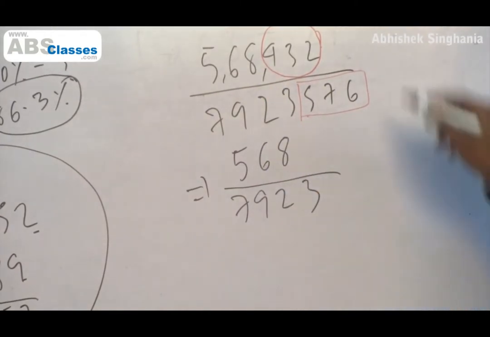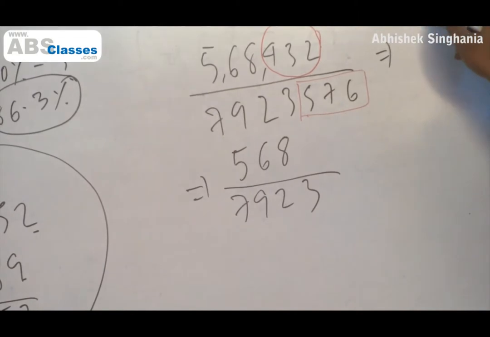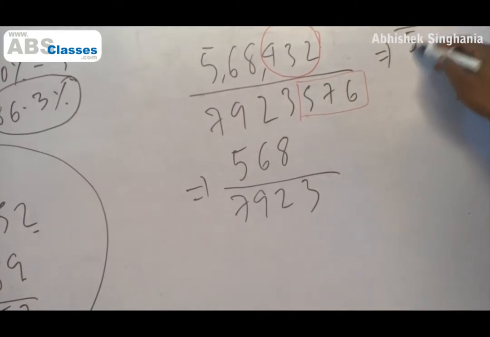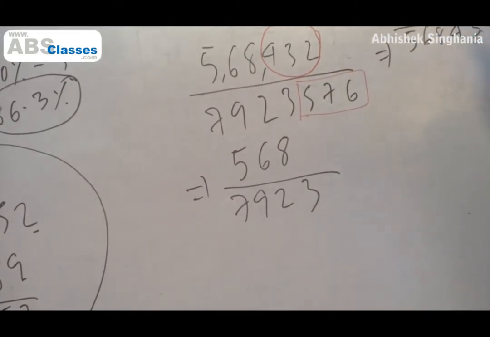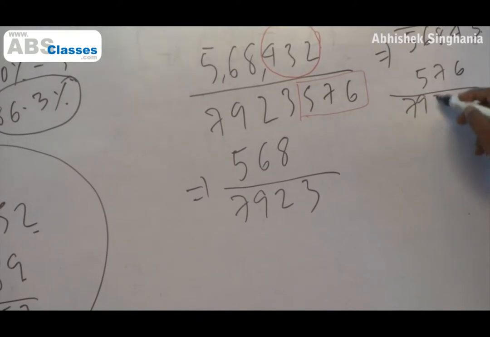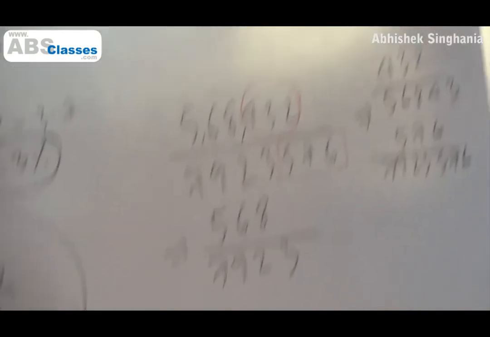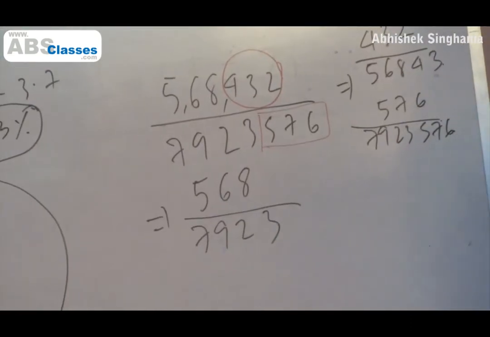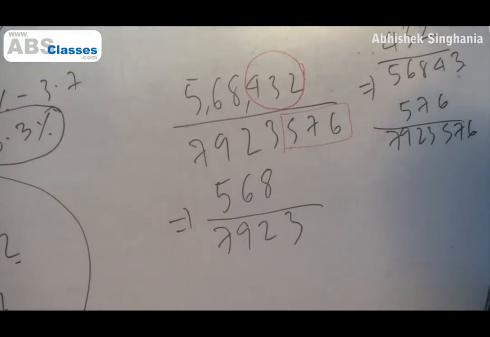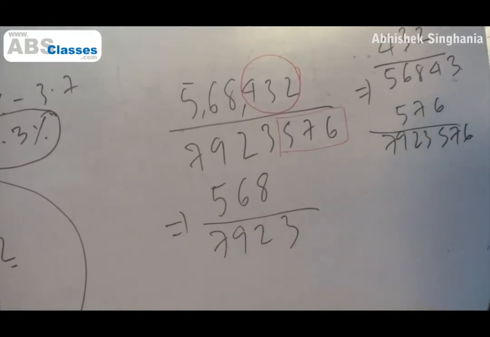Because what kind of approximation have we done here? For numerator, we have reduced it by 432 from 568432, which is not even 1% of this number. Denominator, we have reduced 576 from 7923576, right? You can afford to do this kind of approximation, but only thing you have to keep in mind is that if you reduce your numerator by 3 numbers, you'll have to reduce the denominator by 3 numbers.